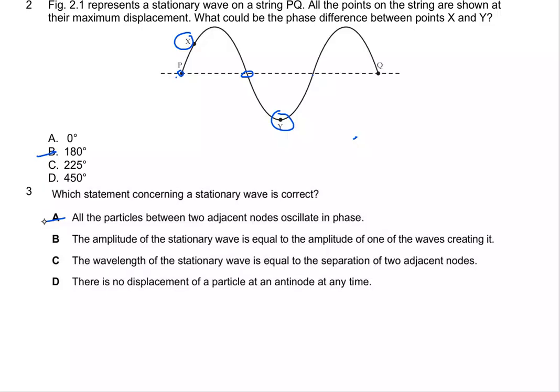Okay, we see another answer. The amplitude of a stationary wave is equal to the amplitude of one wave. It's wrong, because the amplitude of a stationary wave is equal to the sum of the amplitudes of the two waves. The wavelength is the separation of two adjacent nodes? No, two adjacent nodes are only half a wavelength, not a full wavelength. There is no displacement of particles at an antinode at any time? It's wrong, because the particles at antinodes have displacement. Only the particle at a node has no displacement.